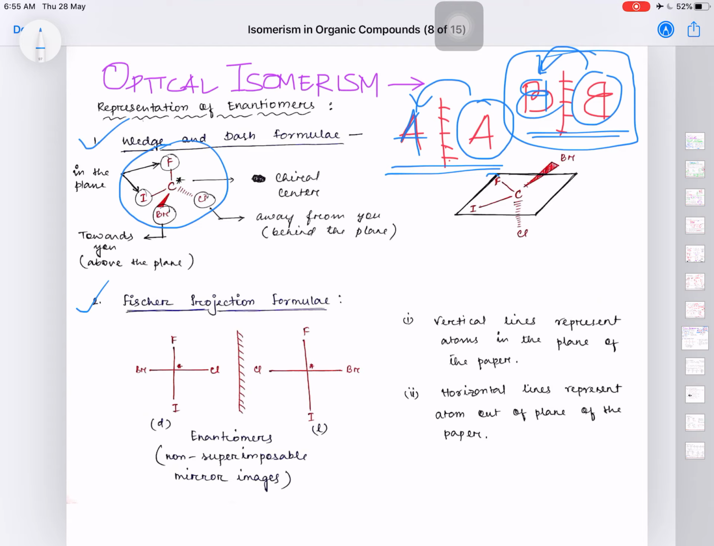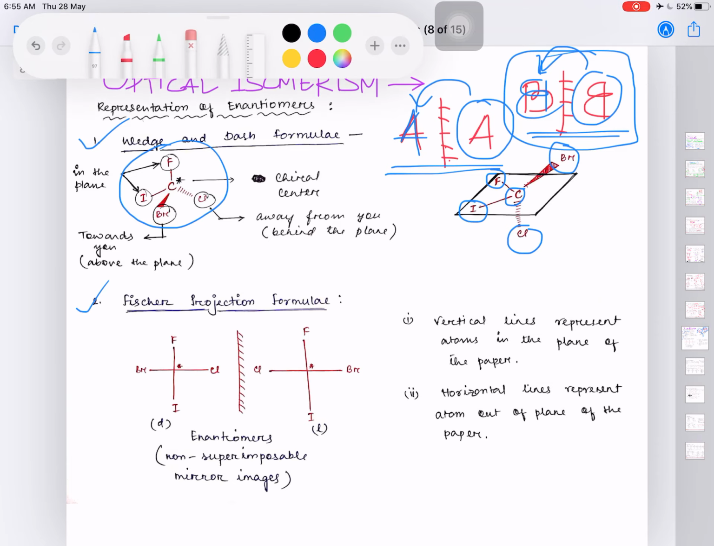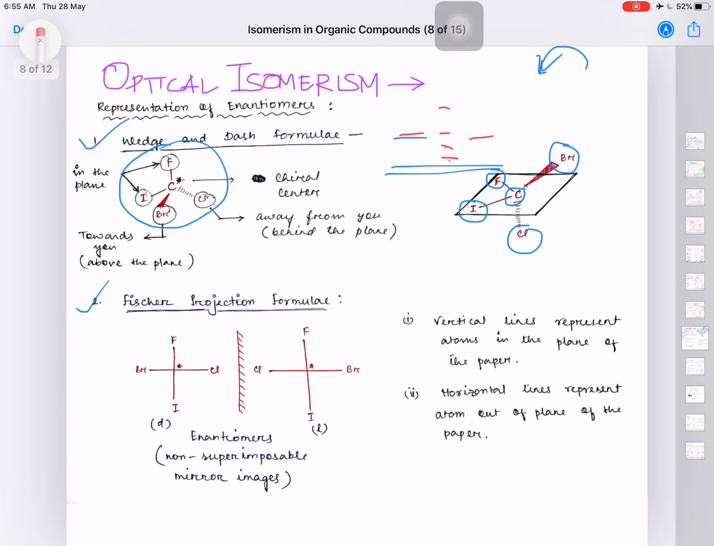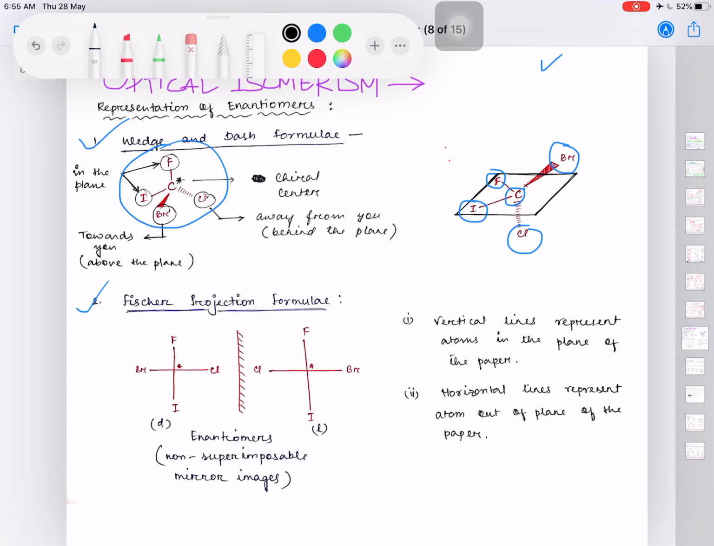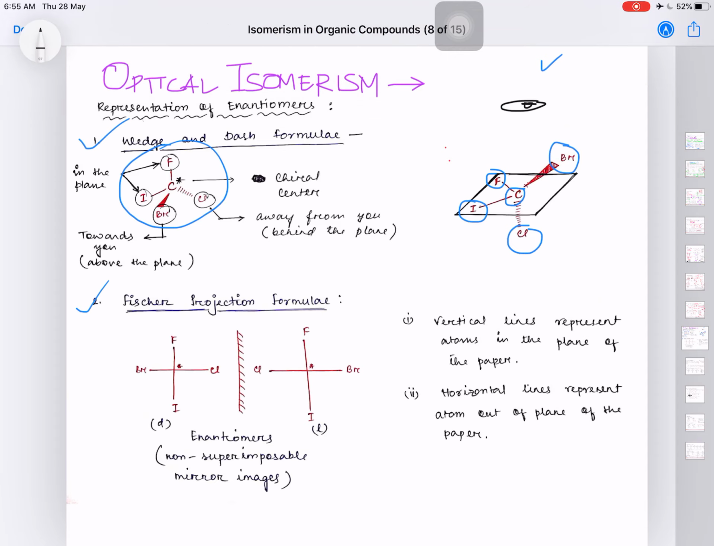Say two atoms, this fluorine atom and this iodine atom, and the carbon, these three atoms are present in the plane of the paper. You have a bromine that is above the plane of the paper, and a chlorine that is below the plane of the paper. So this is basically tetrahedral geometry. Now see this above the plane of the paper. Say you are a viewer observing this diagram, this paper, from the top side, so from this direction you are viewing it.